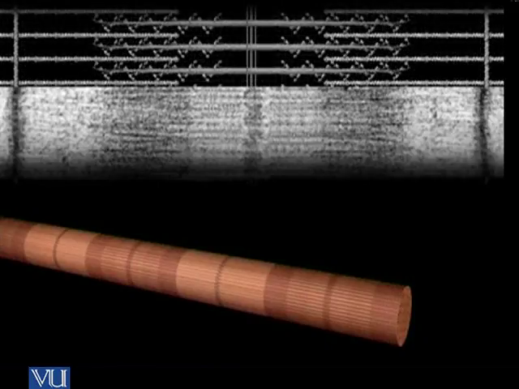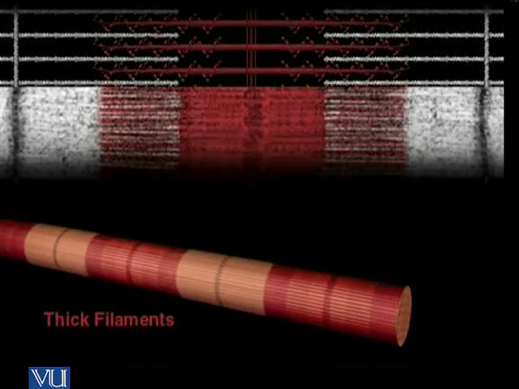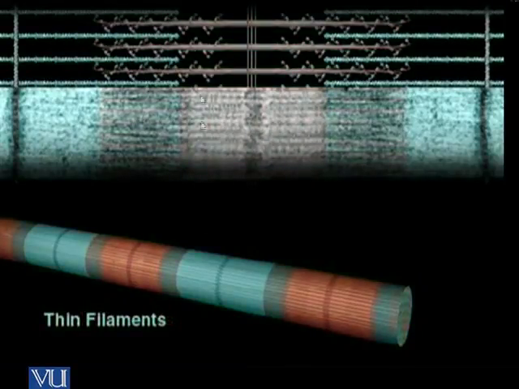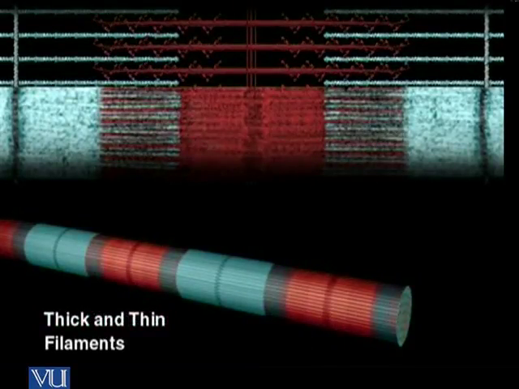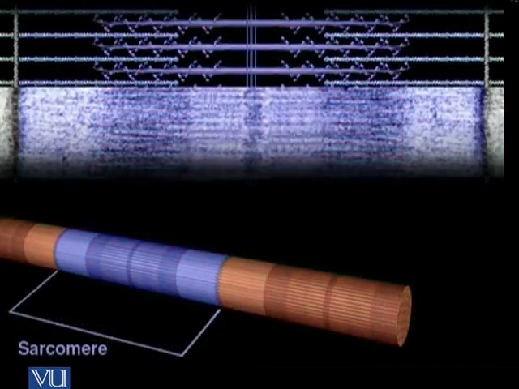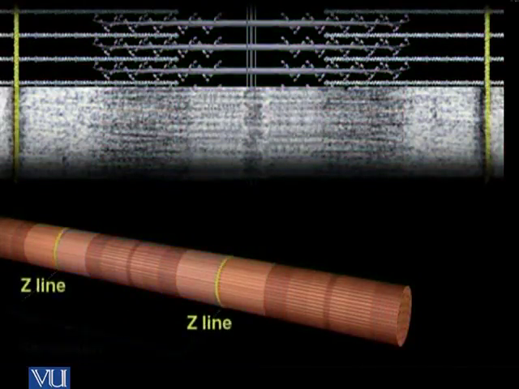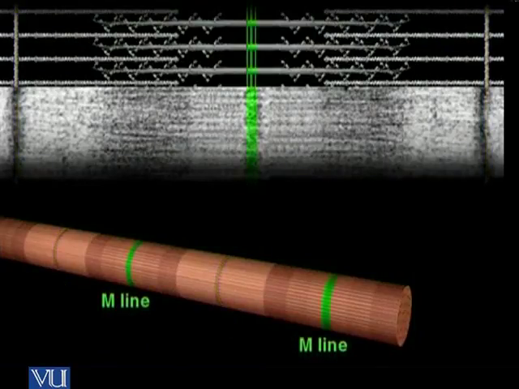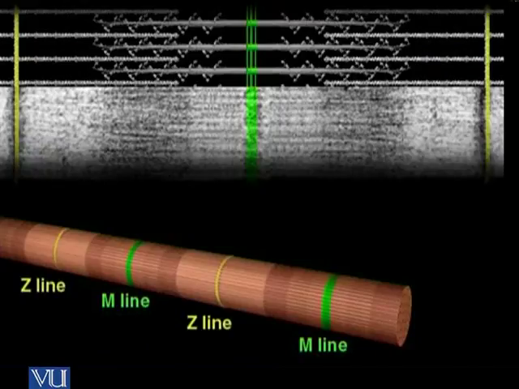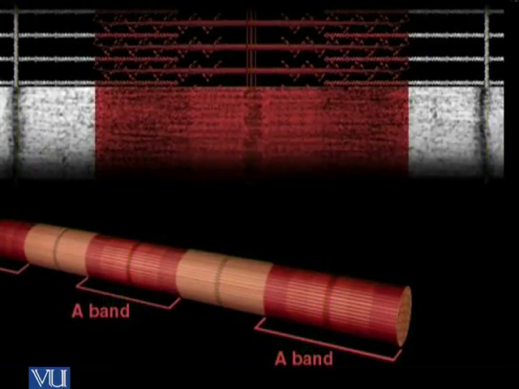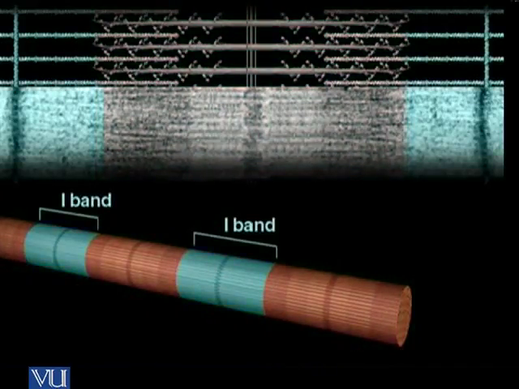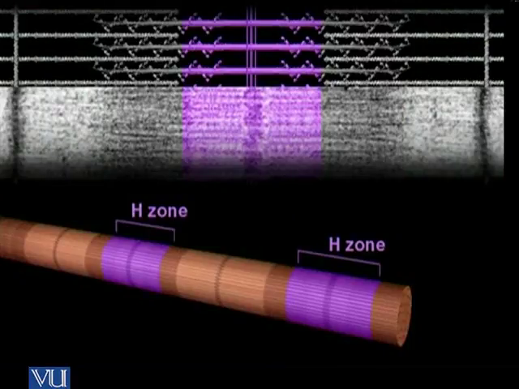So here you can look at the individual filaments, the thick filaments right here in the middle, and the blue ones, these are the thin filaments. Now, this is the sarcomere, the zone between two Z lines. The M line is the middle of the thick filament. So these are the Z lines and the M lines that we are looking at, the A bands, the I bands, and also the H zone.